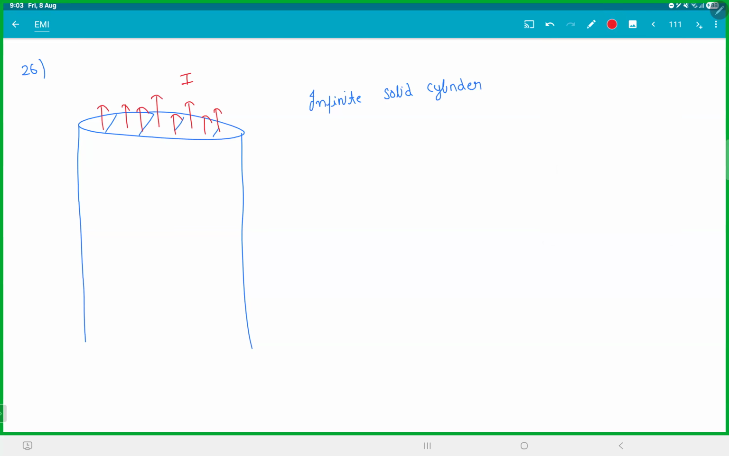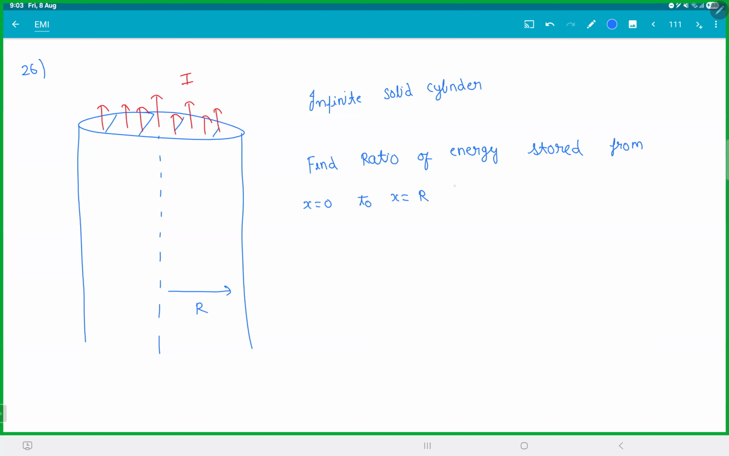Carrying current I, radius R. Find a ratio. Now remember, in magnetic energy density, we said magnetic field is nothing but another form of energy. So if magnetic field is another form of energy, find the ratio of energy stored from x equal to 0 to x equal to r.